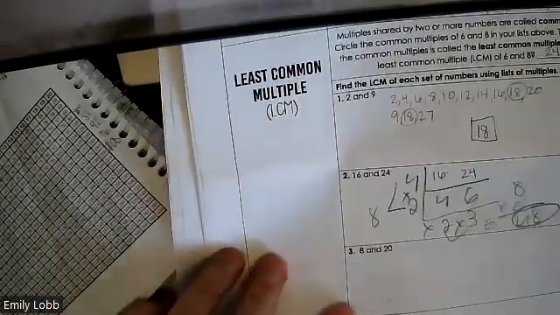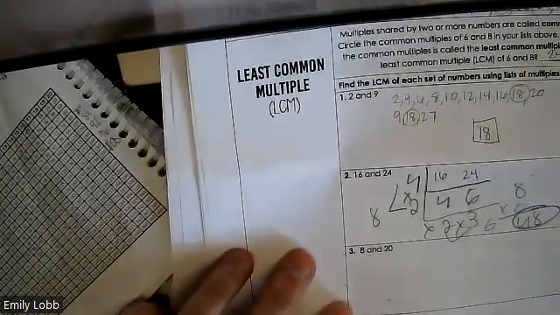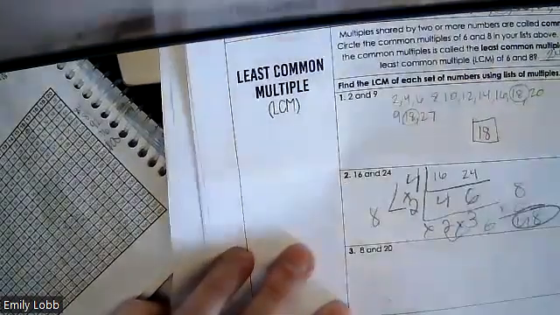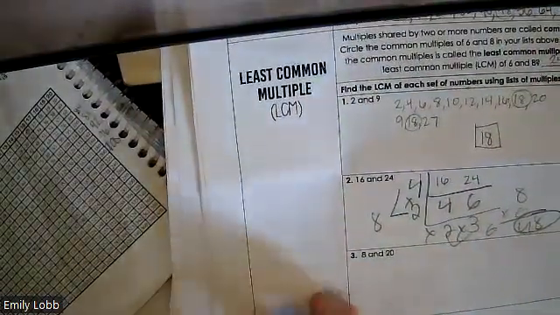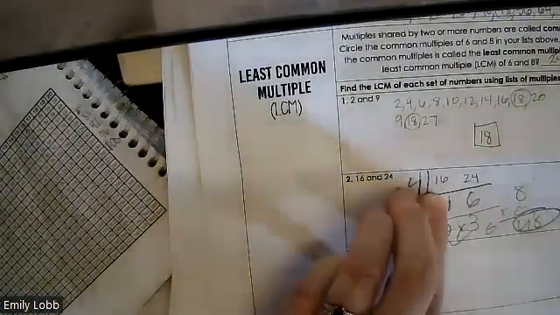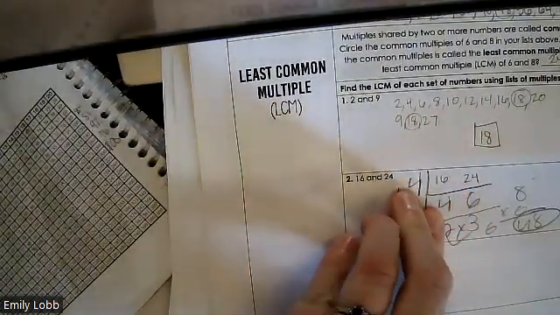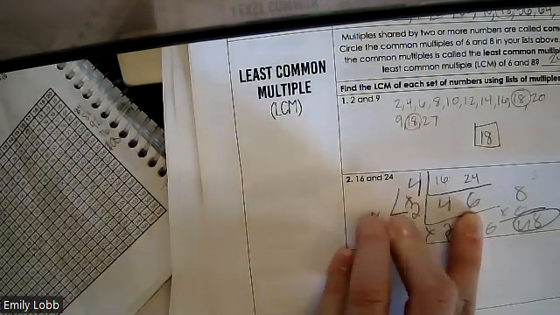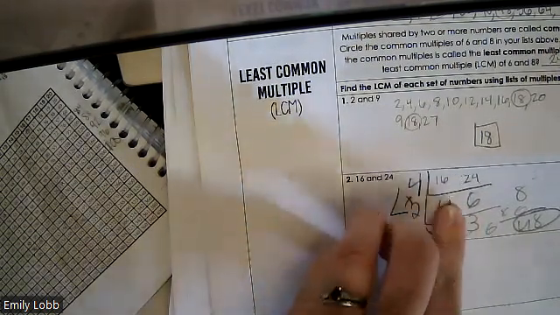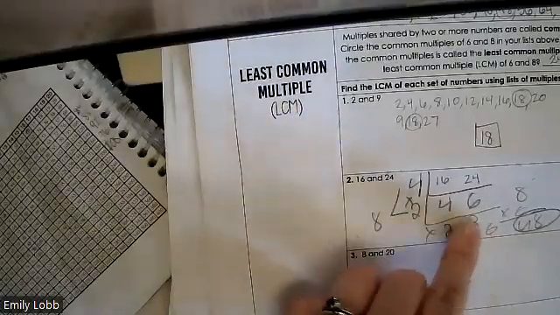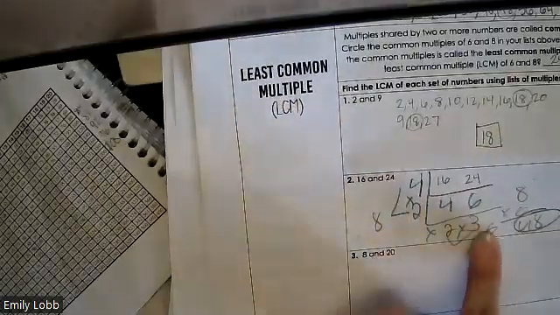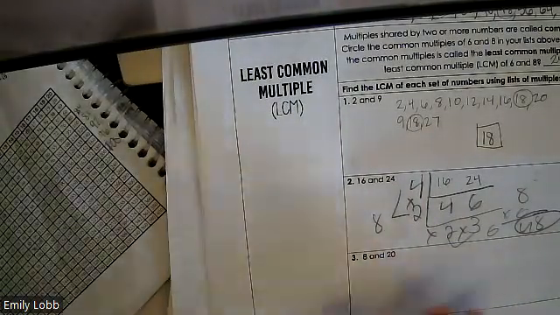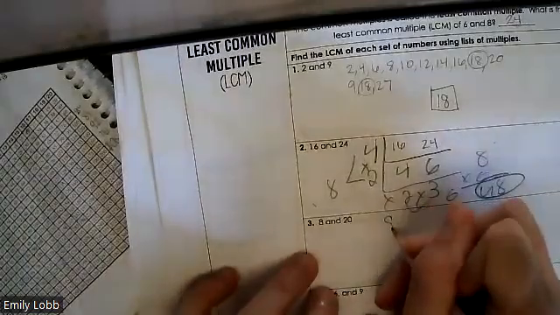Whoa. Okay. Did you follow that? So she took a 4 out of 16 and 24, which made a 4 and a 6. So then she took a 2 out here, which left a 2 and a 3, and she multiplied them all together. So if we did that for 8 and 20, let's look.